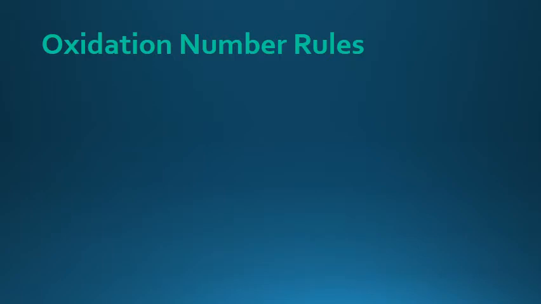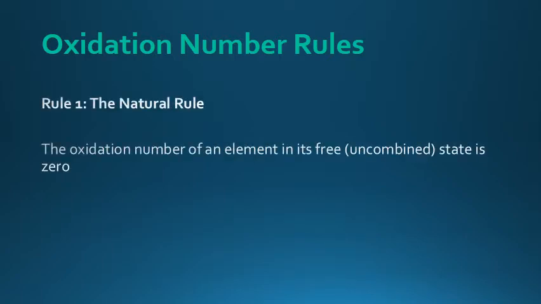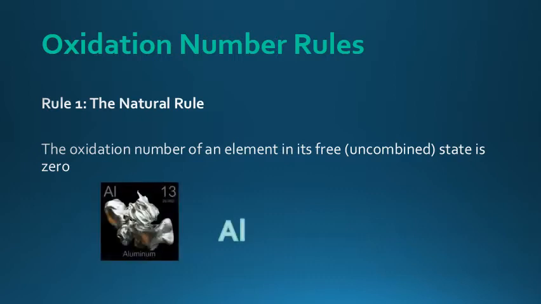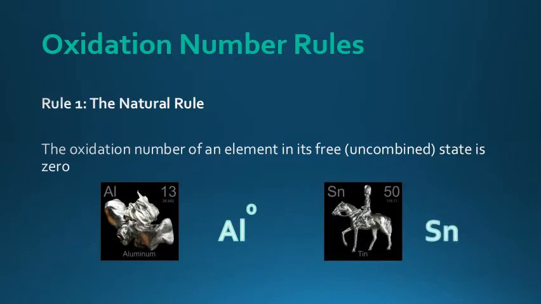There are some oxidation number rules that you do need to know. The first rule is the oxidation number of an element in its free, or rather uncombined, state is 0. So if you take a hunk of aluminum, its oxidation number is 0, which is the same as a hunk of aluminum's charge. I understand that, but these aren't charges, they're oxidation numbers. Take a look at tin. What would tin's oxidation number be? 0.